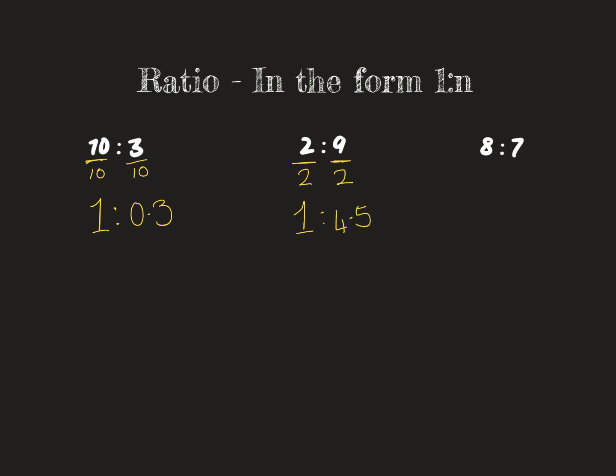Now on this last one here, if we are to get this to start with a 1, that means we're going to have to divide by 8. So 8 divided by 8 is 1, and then we're going to need to do 7 divided by 8. For some of these more difficult ones, you may need to use a calculator. So in this case, we're going to use a calculator to do our 7 divided by 8. And 7 divided by 8 gives you an answer of 0.875.